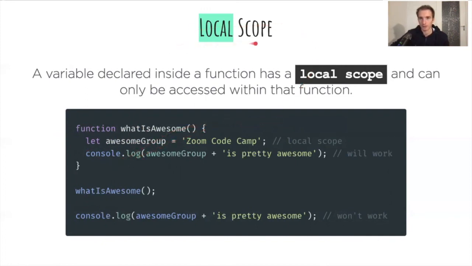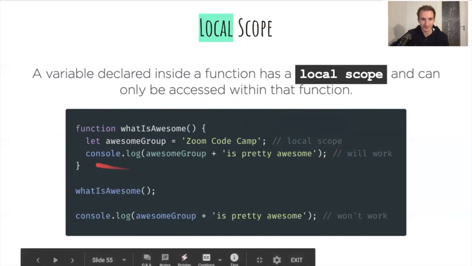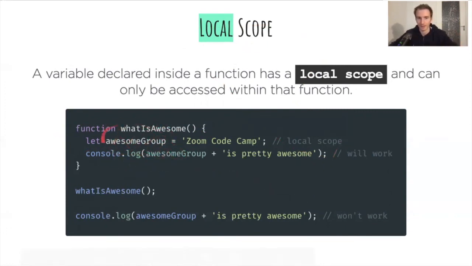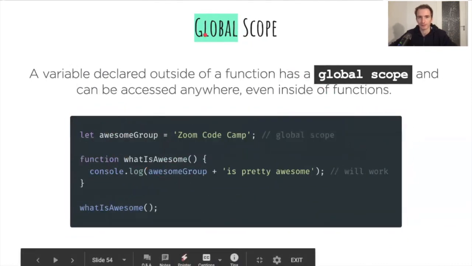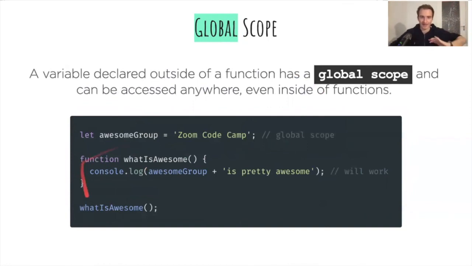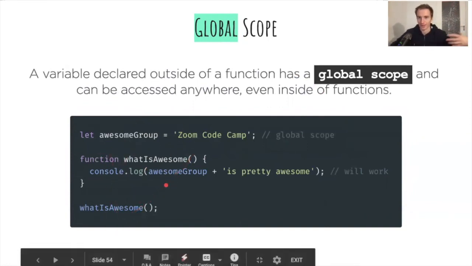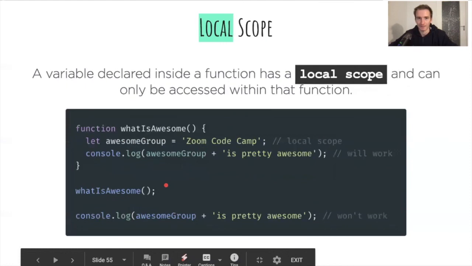This is called local scope. The variable is only accessible in the local context of being inside a function. And this part is called global scope, so it's available globally for any function in the file to understand.